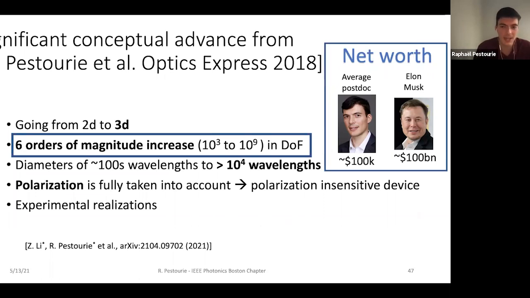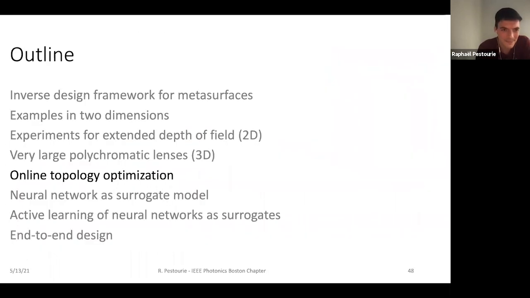I let you draw your own conclusions about choices in life and what is fairness, because an average postdoc did maybe 10 years of university level studies, and Elon Musk I think stopped at his 4th year. But it's good to know this difference.